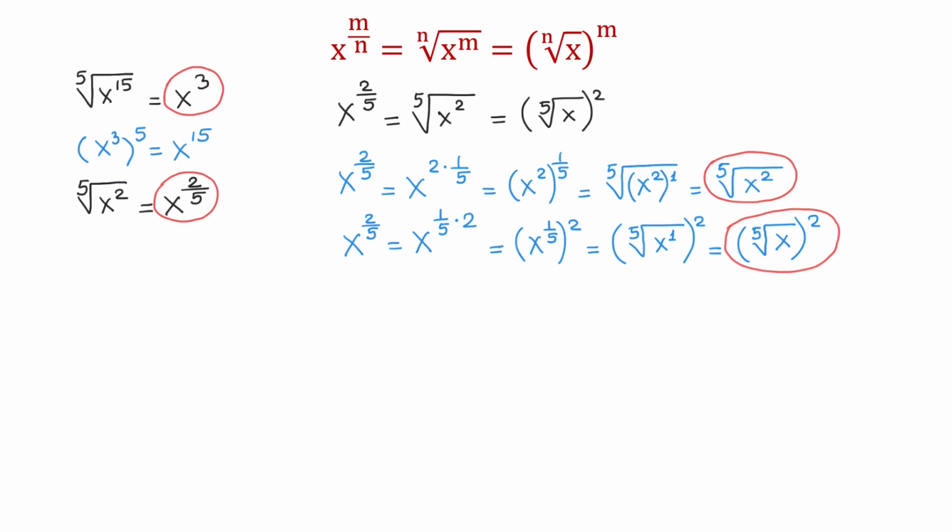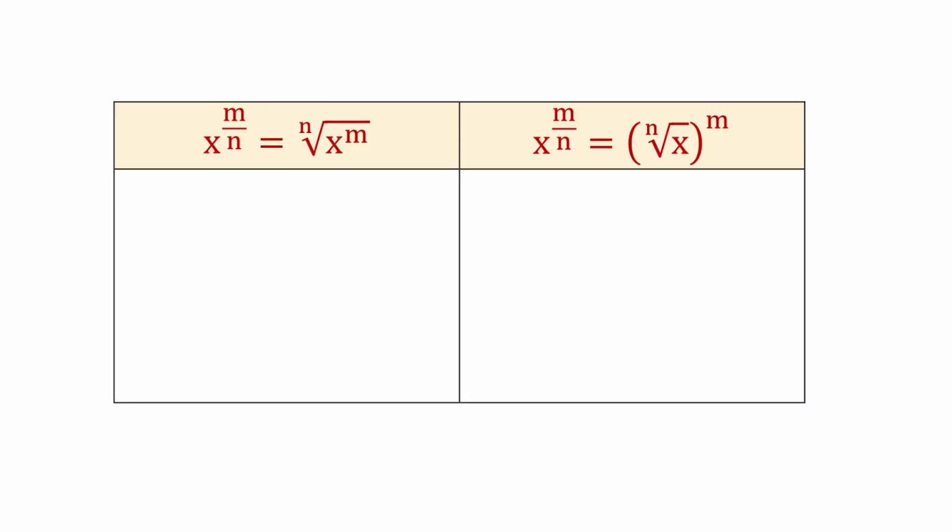Now, when evaluating exponential expressions with rational exponents, it is often desirable to use the second form because it involves working with smaller numbers. Let's see an example. Let's say we have to evaluate 125 raised to the power of 2 over 3. If we write it in radical form, we will have the cube root of 125 to the second power.